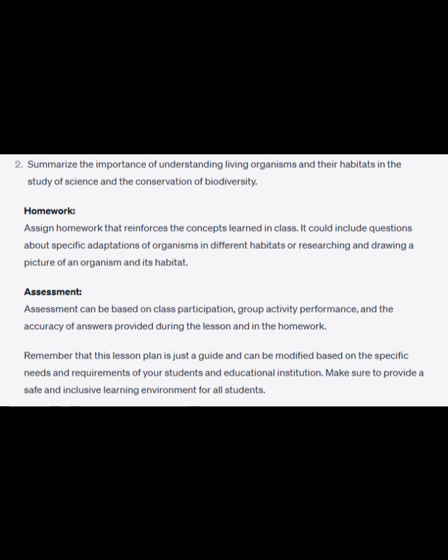Assessment can be based on class participation, group activity performance, and the accuracy of answers provided during the lesson and in the homework. Remember that this lesson plan is just a guide and can be modified based on the specific needs and requirements of your students and educational institution. Make sure to provide a safe and inclusive learning environment for all students.